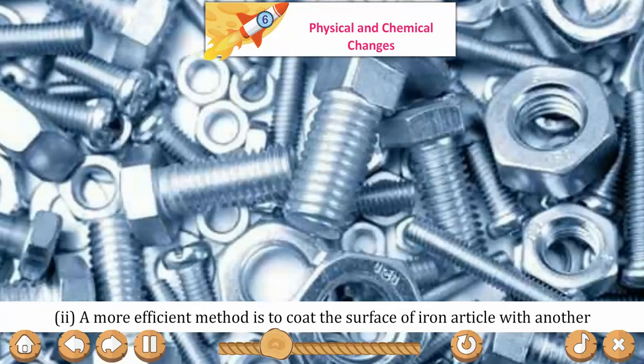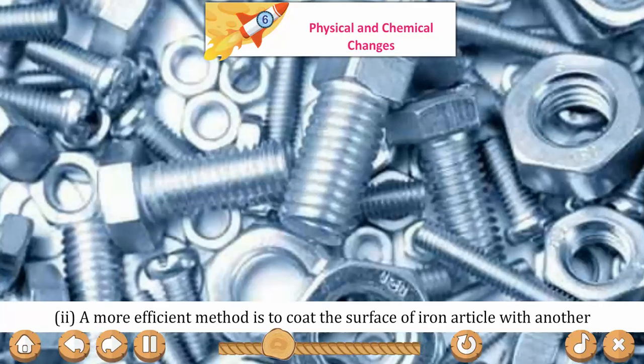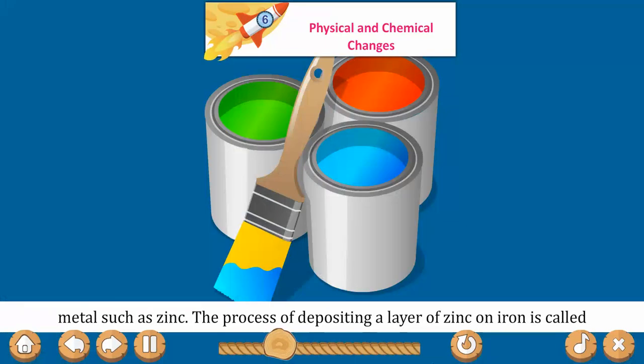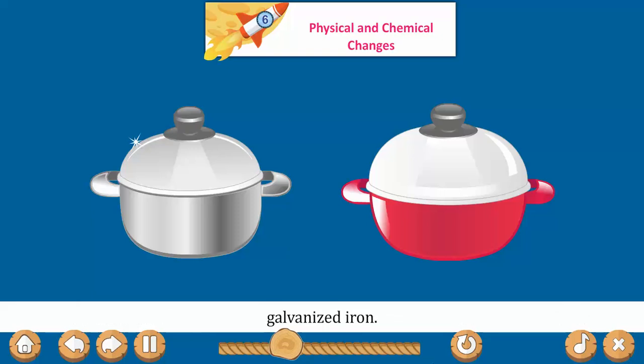A more efficient method is to coat the surface of iron article with another metal such as zinc. The process of depositing a layer of zinc on iron is called galvanization. The pipes used for supplying water in our homes are made of galvanized iron.